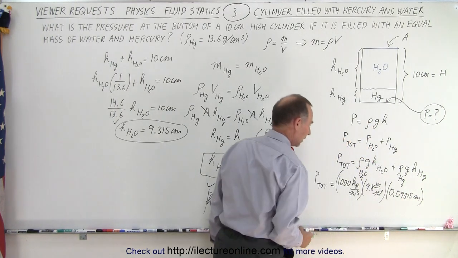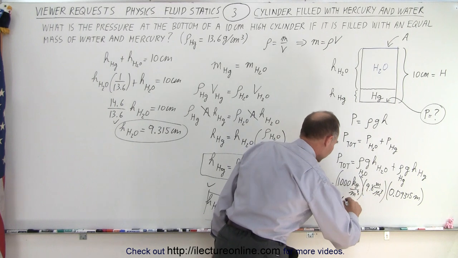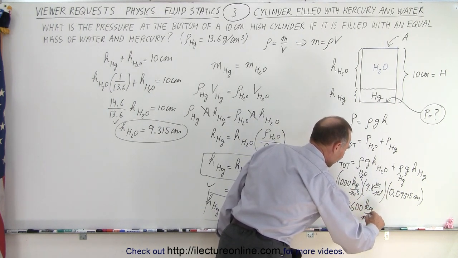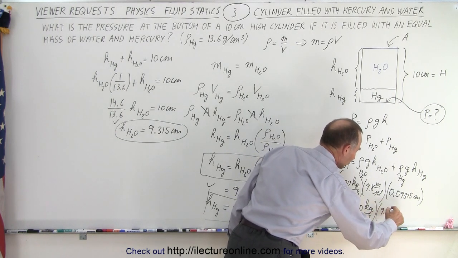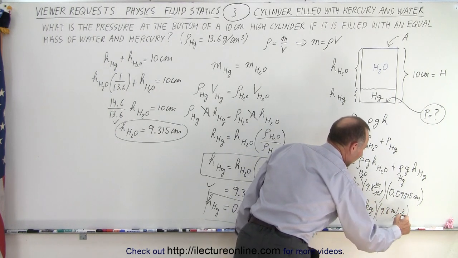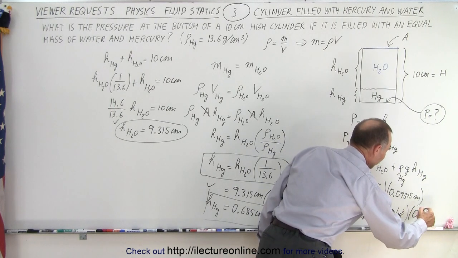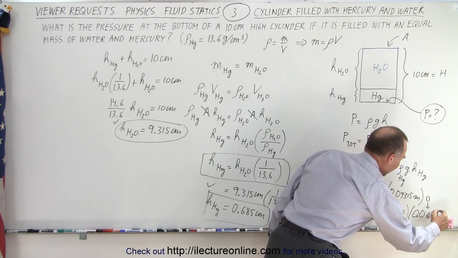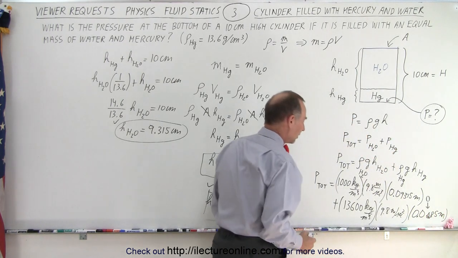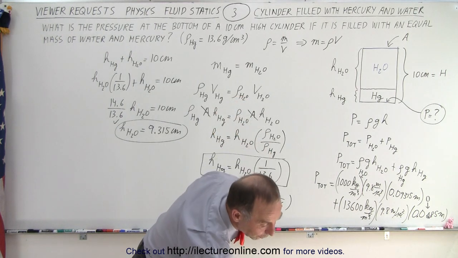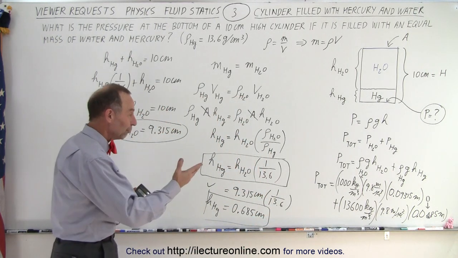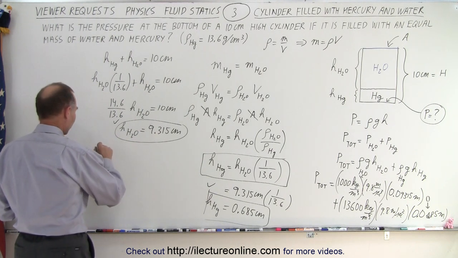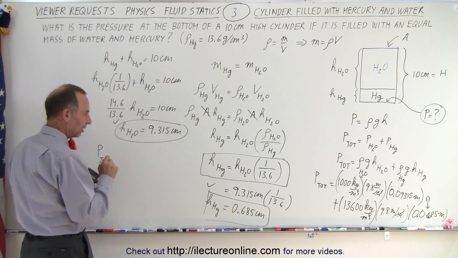There we go. And then plus the density of Mercury, 13,600 kilograms per cubic meter. 9.8 meters per second squared. And the height, 0.0685 meters. Okay, now if we add those together, and you know what I'm going to do is I'm going to solve both of them together. I'm going to write each solution separately because it's an interesting result because I worked it out in advance.